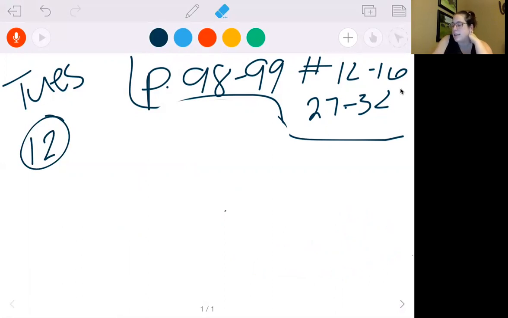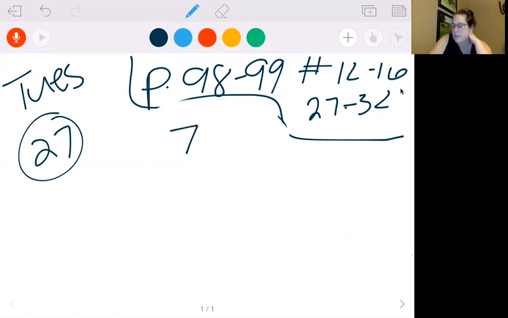On 12 through 16, they don't ask for the prime factorization, but you can go ahead and do it. For number 27, they do ask for prime factorization. So they're going to give you 78. You're going to have to think of what two things give you 78. Ms. Clark is going to use a calculator because she doesn't want to think of what makes 78.